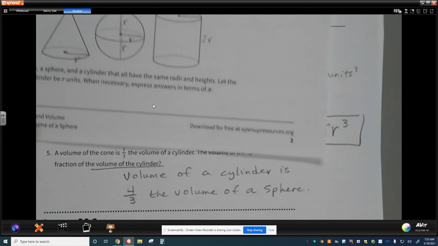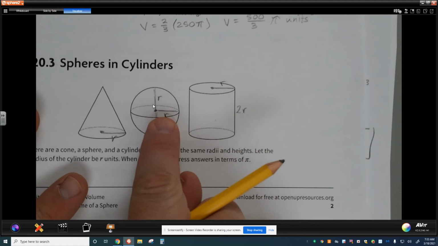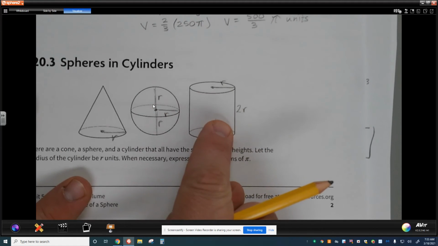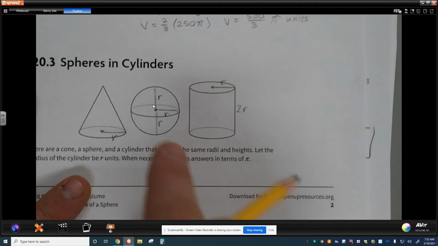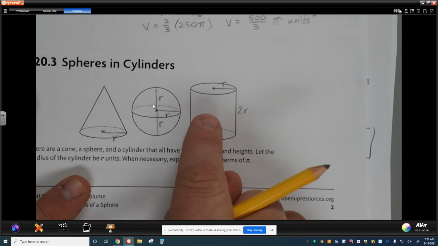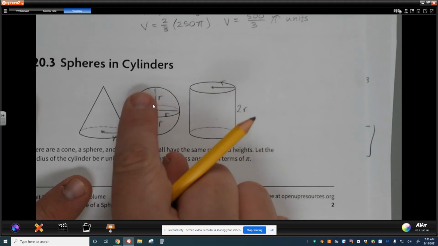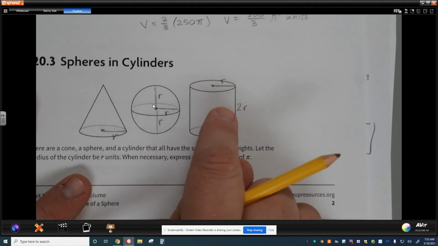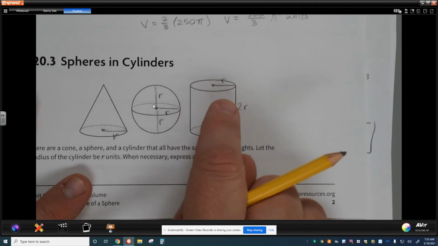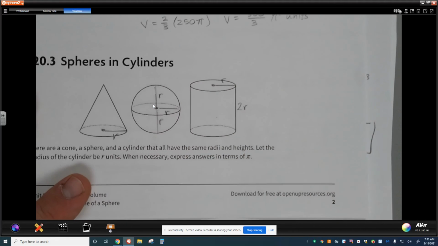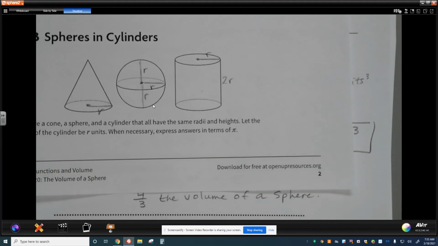Okay, so we talked about how the volume of the sphere is 2/3 the volume of the cylinder. So the reciprocal of that, or the multiplicative inverse, is going to be that when I go to find the volume of the cylinder, I could take the total volume of this sphere and multiply it by 4/3 to get that volume of the cylinder. So interesting facts, interesting ways to recognize that they all are related in their volumes.